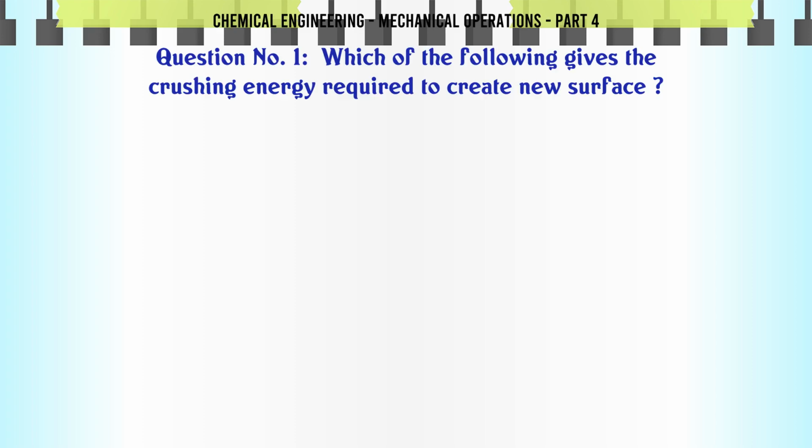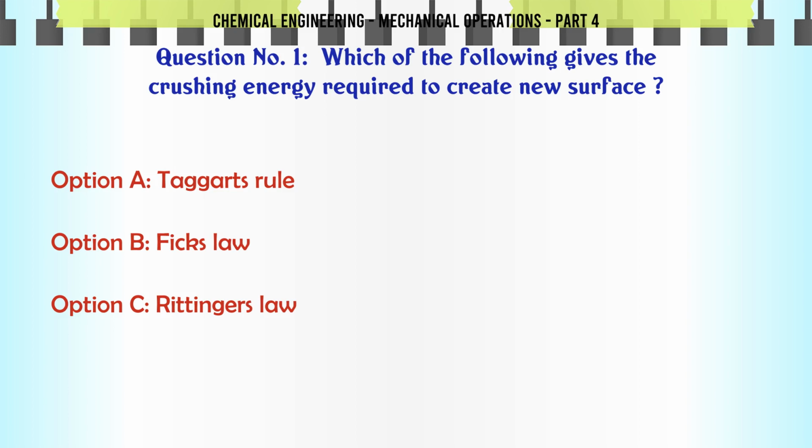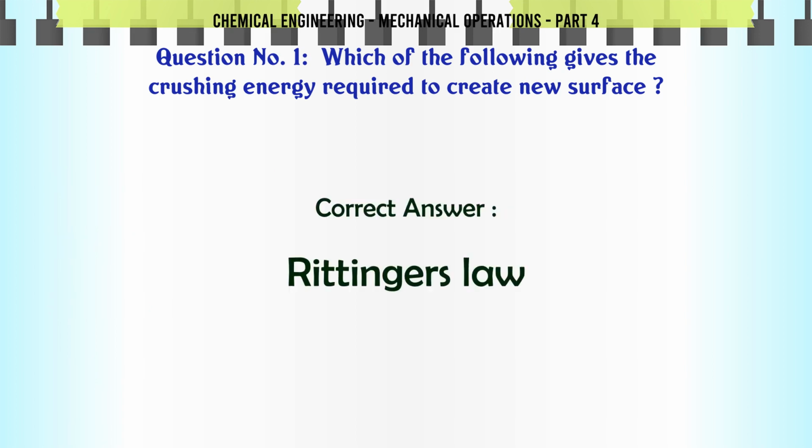Which of the following gives the crushing energy required to create new surface? A. Taggart's rule. B. Fick's law. C. Rittinger's law. D. None of these. The correct answer is Rittinger's law.